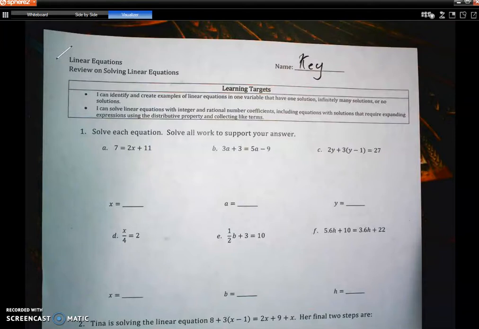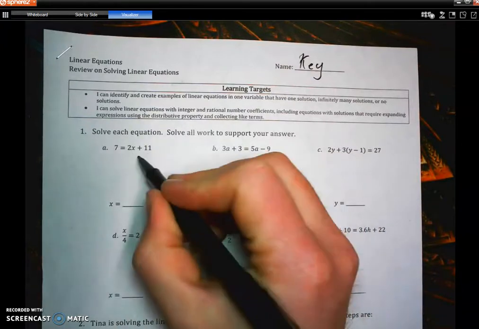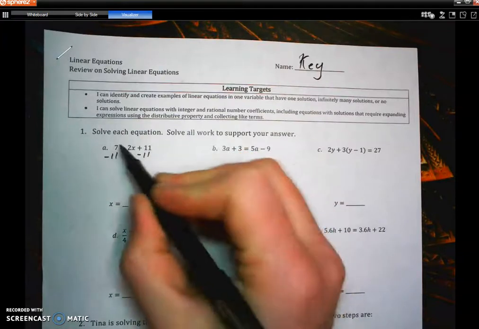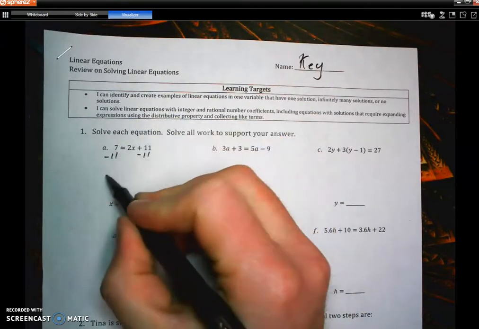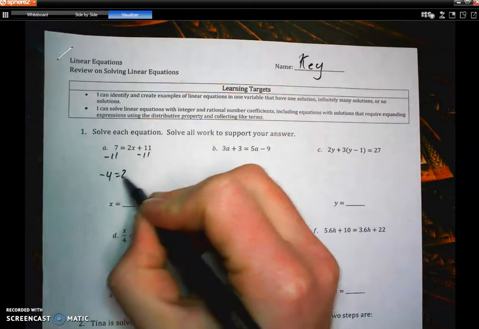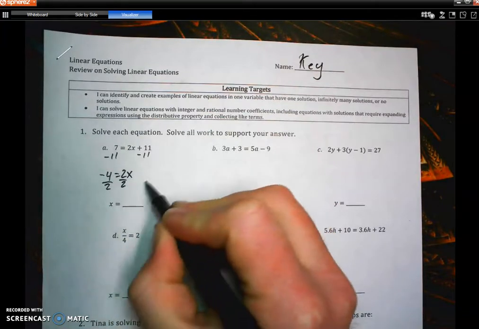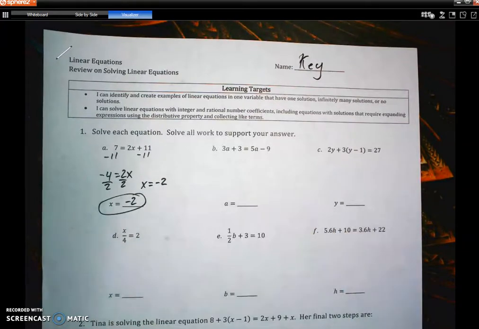Let's find out, right? So again, we're wanting to solve for x. So we subtract 11 from both sides. 7 minus 11 is negative 4. So negative 4 equals 2x. We then divide both sides by 2. X is going to equal negative 2. So I guess I could write it right there. X equals negative 2.